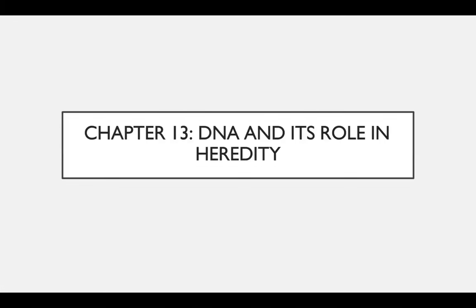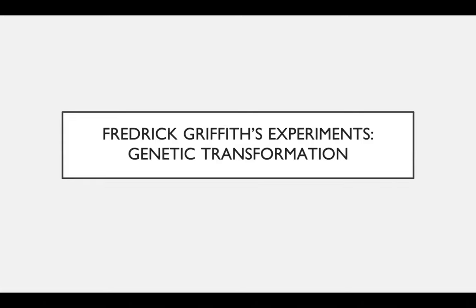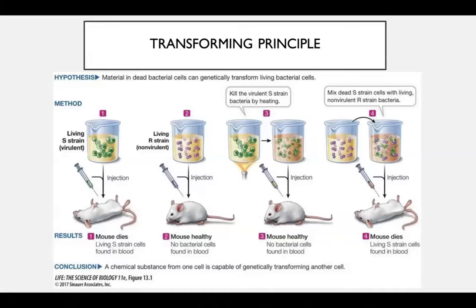So now we're going to talk about chapter 13, which is DNA and its role in heredity. First we're going to talk about Frederick Griffith's experiments. Frederick Griffith worked with two strains of pneumonia, and he determined that a transforming principle from dead cells of one strain can produce a change in the other strain.